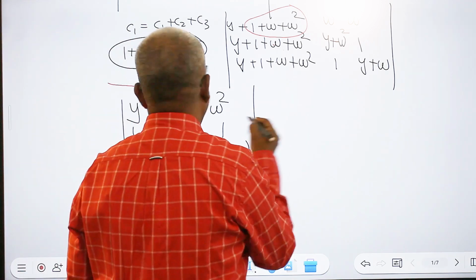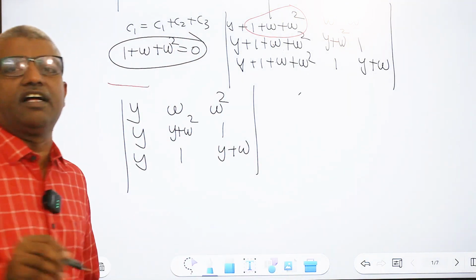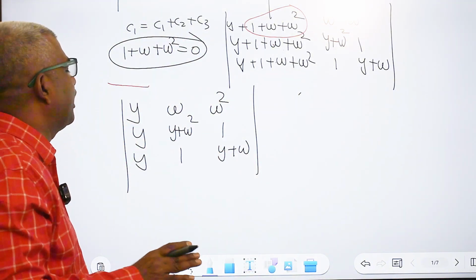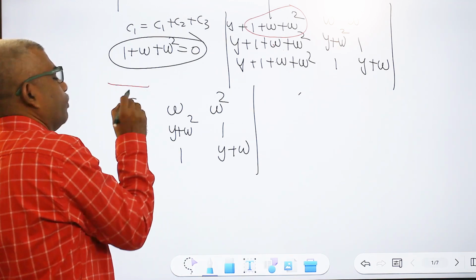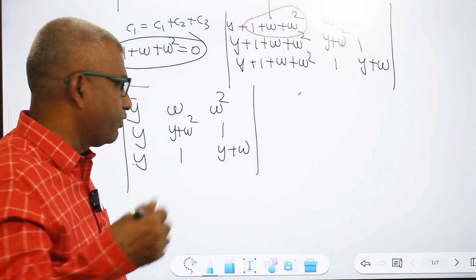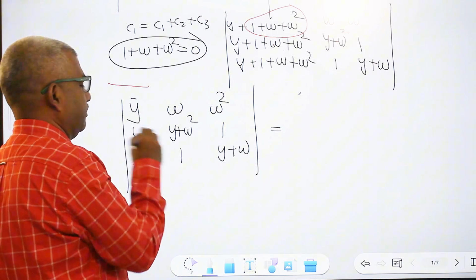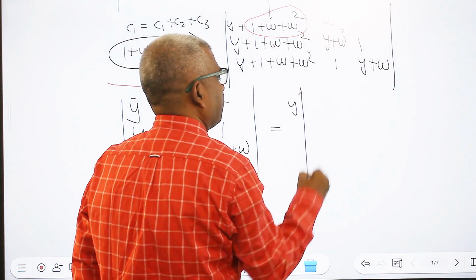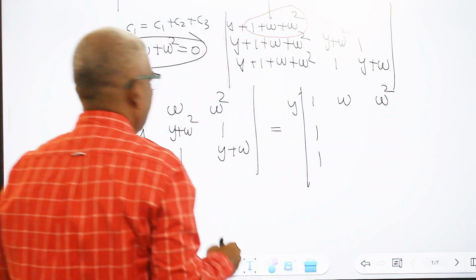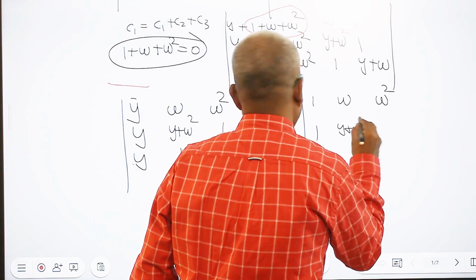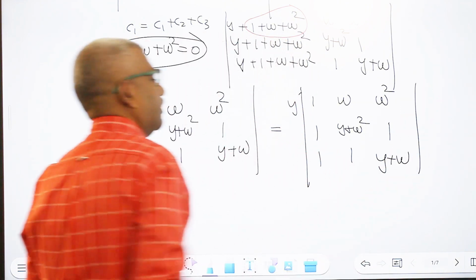Okay. Next, take y out. If you take y out, what will happen? When we find the determinant value, we have to keep any one element in a column with a value, and the remaining elements will be 0, then we can easily do it. So that is why we take y out. What will happen? 1, 1, 1; omega squared, y plus omega squared, 1; y plus omega. Got it?